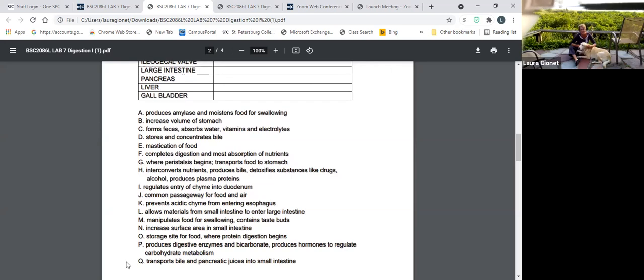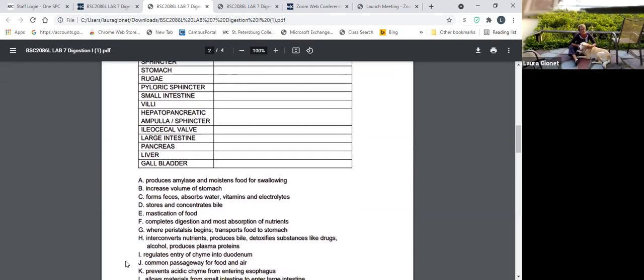O, storage site for food and where protein digestion begins. That is the stomach. P produces enzymes and bicarbonate, and produces hormones to regulate carbohydrate metabolism. Which one produces the bicarbonate, and really we should be a little more specific about that, produces insulin and glucagon? That would be, ding, ding, ding, your pancreas. And Q transports bile and pancreatic juices into the small intestine. That would be the pancreatic duct.